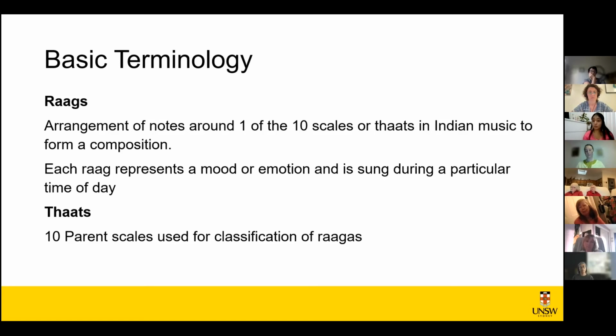There are some rags which might represent anger, some might represent love. So there are different emotions that can be represented in different rags. And I talked about thaads. Each of these rags are based around thaads. There are 10 major thaads. And what are thaads? Thaads are 10 parent scales which are used for classification of ragas. Unlike Western music, where we have scales which are used for composition, here in Indian classical music they are just used for classification.